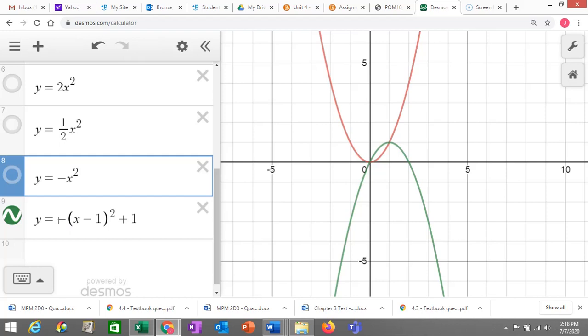So first, the graph is reflected. So it used to be like this, and now it's upside down. Then we can see that the graph has been moved to the right by 1. So the vertex, which was here, has been moved to the right by 1, and it's moved up by 1. So the graph has been reflected, then it moves right by 1, then it moves up by 1.